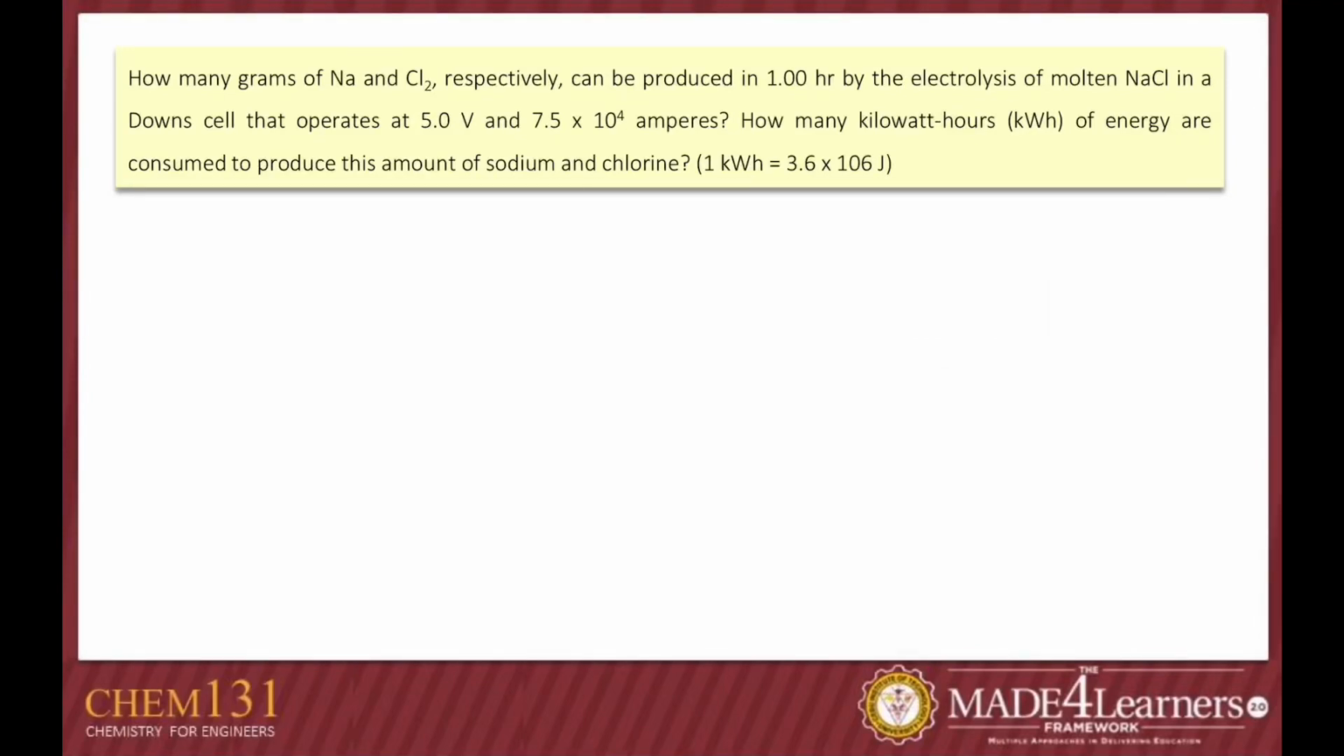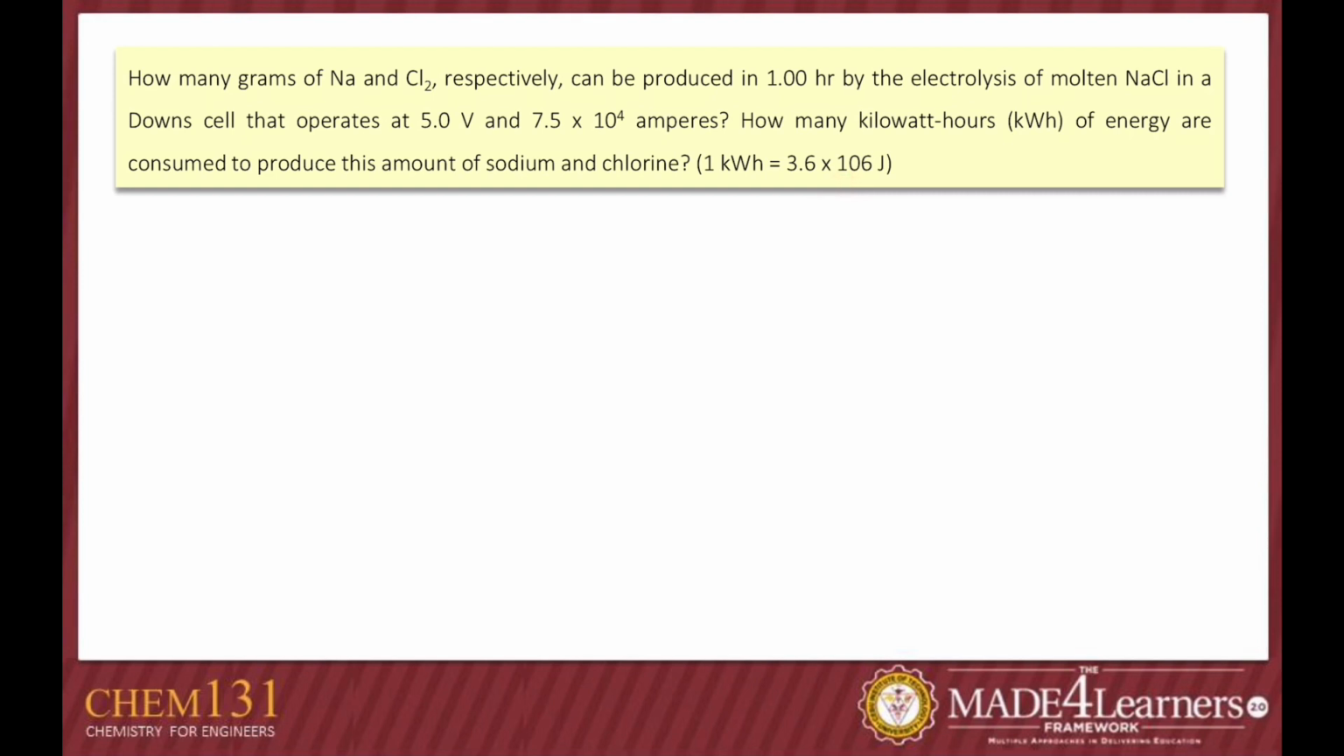Okay, another example. How many grams of sodium and chlorine, respectively, can be produced in 1 hour by the electrolysis of molten sodium chloride in a down cell that operates at 5 volts and 7.5 times 10 to the power of 4 amperes? We are also asked to find the number of kilowatt hours of energy consumed to produce this amount of sodium and chlorine, provided that 1 kilowatt hour is equivalent to 3.6 times 10 to the power of 6 joules.